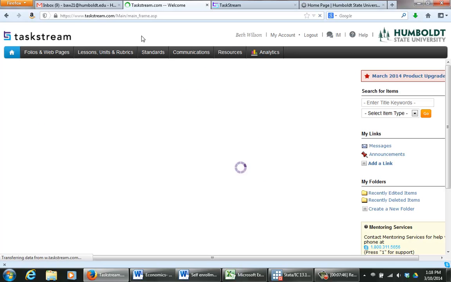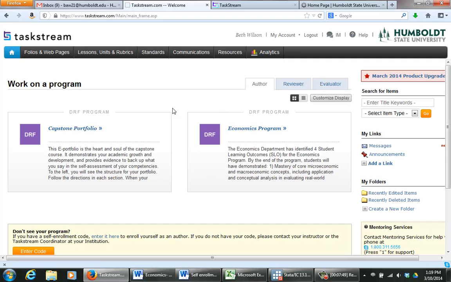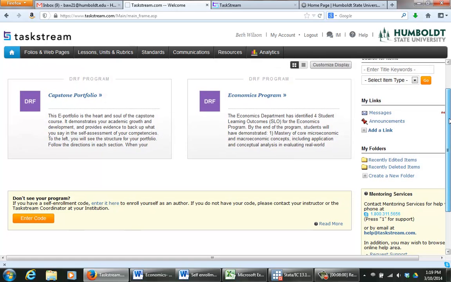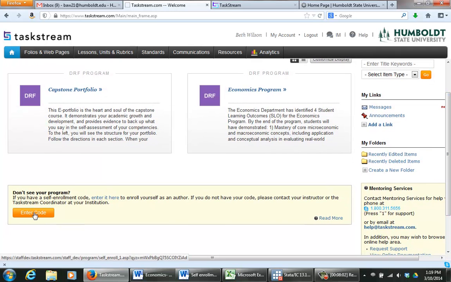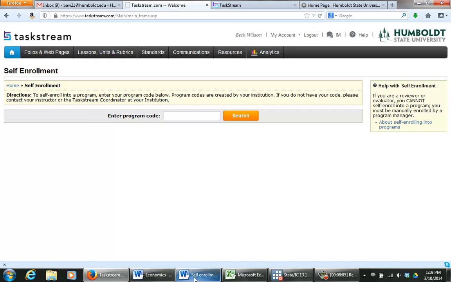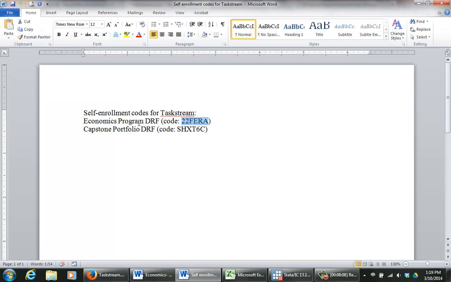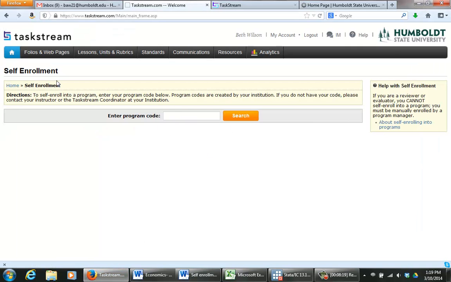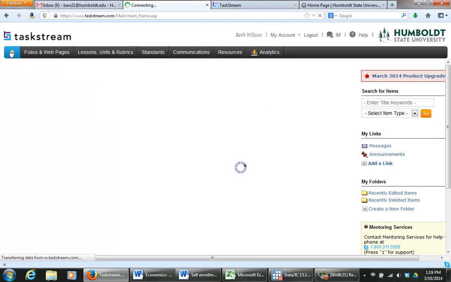So we'll go ahead and do that. And when you first log in, you will see nothing right here. All right, you won't have any programs because in order to get these programs, you need to self-enroll in them. All right, so I'm going to show you how to do that right now. So step 2 is to click on this Enter Code button, and the department chair will have also sent you this code. To get into the Econ program, our code is this right here, this 22FERA. All right, that's our code. And you plug that in here, and when you click Search, the Econ program will come up and you will enroll in it.